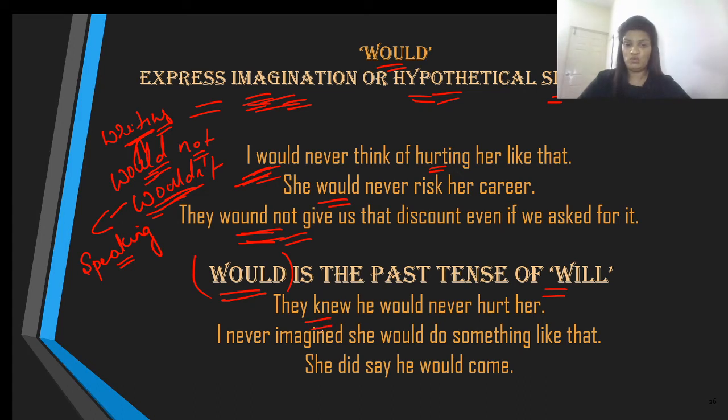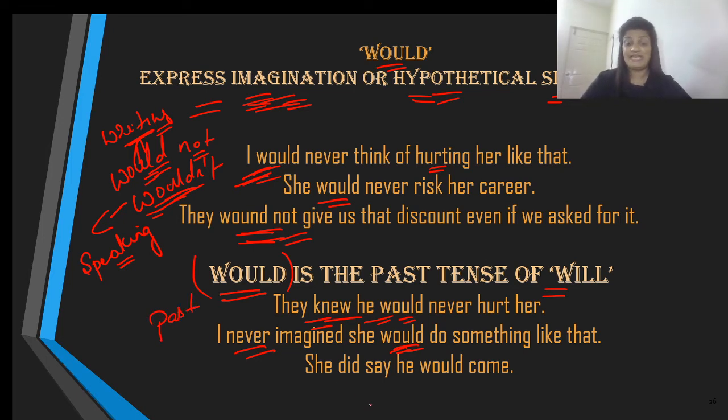They knew he would never hurt her. So they knew, definitely speaking about the past tense over here, they knew he would never hurt her. I never imagined she would do something like that. That means she has already done something. Already something bad has happened, and here I am expressing my opinion as I never imagined she would do something like that. That is in past.